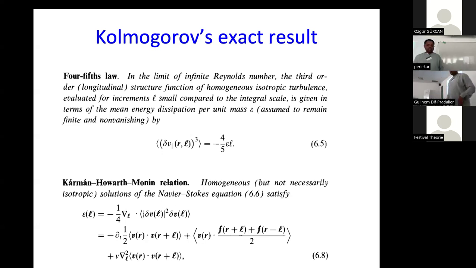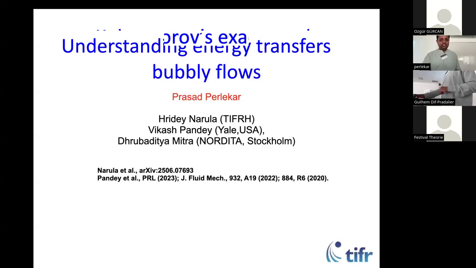And how you do it is via what is called the Karman-Howarth-Monin relation. I won't go into details about it, but one good place to look at all this is the book by Uriel Frisch called Turbulence, and I encourage you to have a look at it.